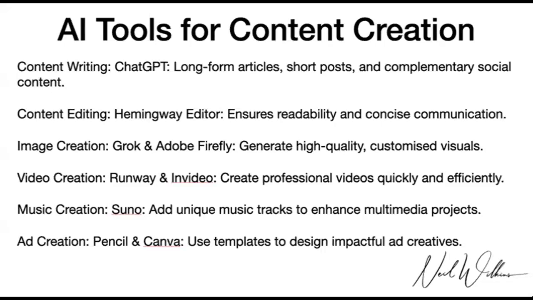And content editing, once you've got that, you can take it out of ChatGPT and maybe use something like Hemingway Editor, which will ensure readability and concise communication. It'll ensure that you're grammatically correct. So you're not just writing for the Googles of this world, and you're not just writing hashtag stuff, but it's actually writing for your audience too. So Hemingway Editor is a great tool for content creation in terms of the editing facilities that you might need before you publish.